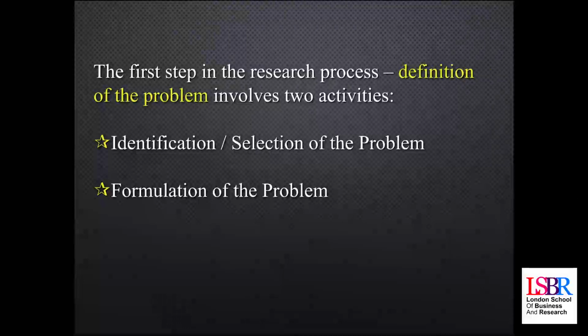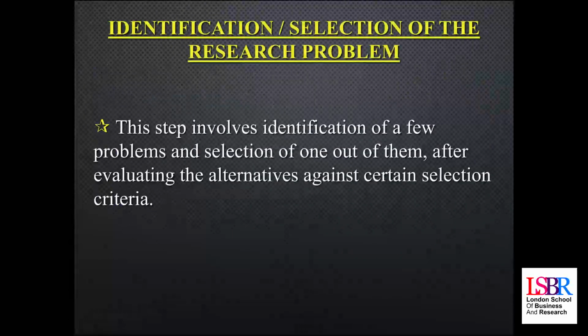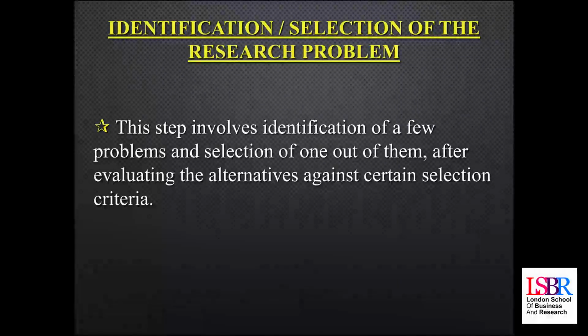The first step in the research process, as I said already, is defining the problem. And that involves two activities. Firstly, identification and selection of the problem. Then secondly, the formulation of that problem. So for identification, it's about identifying a few problems and then selecting one.